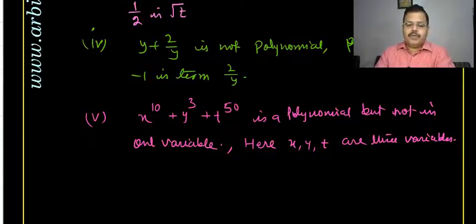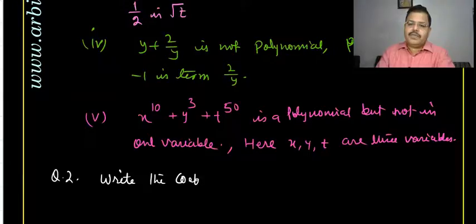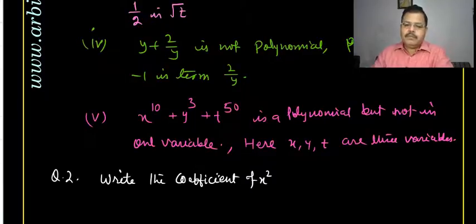Now moving to question number 2. Question 2 is: write the coefficient of x square in each of the following.